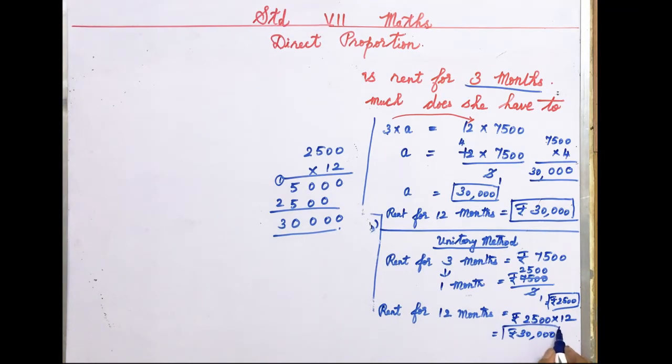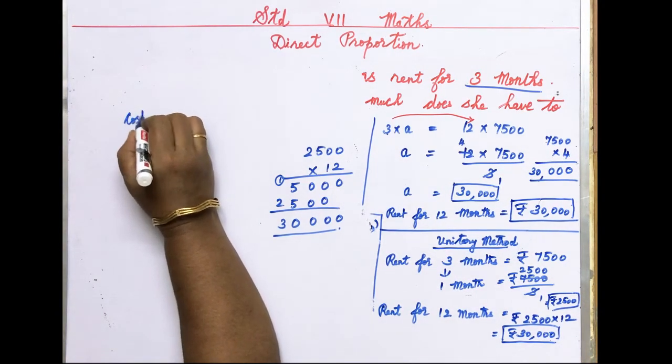So you can do it by the proportion method. Even if you do the same sum by the unitary method, we get the same answer. So what is the unitary method? This you have already studied in 6th standard. From what is given, we have to find out for 1 unit by dividing. Then for what they are asking, you should multiply and find out.